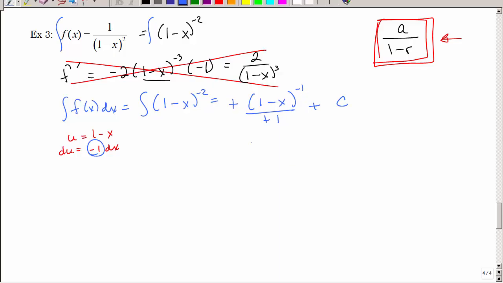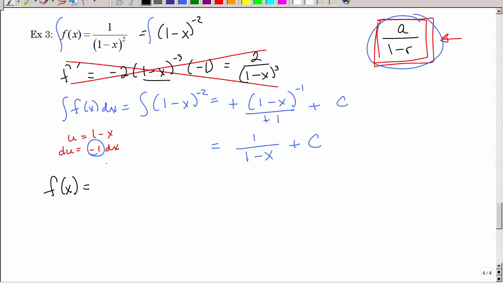So those would become positive. So this is 1 over 1 minus x plus c. And wow, that pretty much matches that exactly. But that's the integral. So I want to find f of x. So let's see if you can follow this.